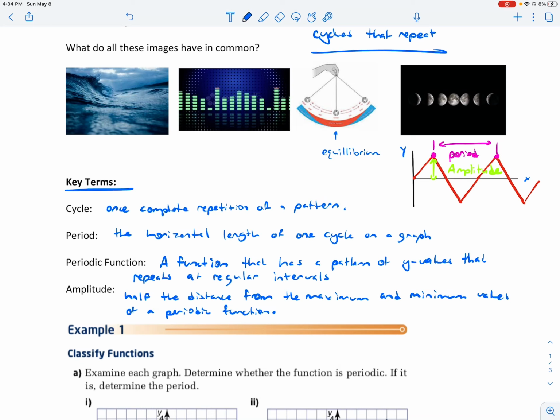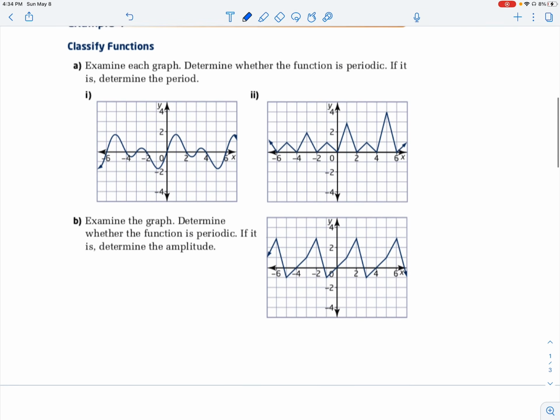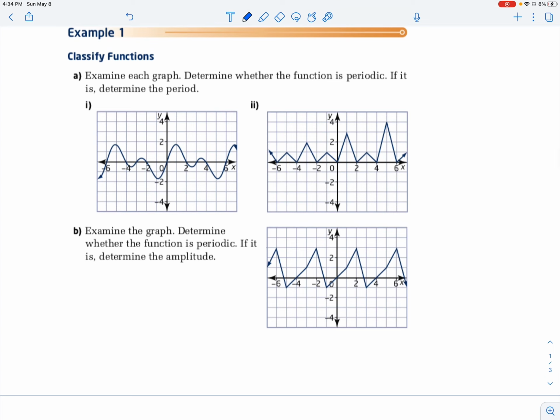Okay, so these definitions are important. We're going to be referring to these all the way throughout this entire chapter. Okay, let's go ahead and begin. We're just going to see in this first example if we can identify some of the characteristics, or you could say properties, of these periodic functions.